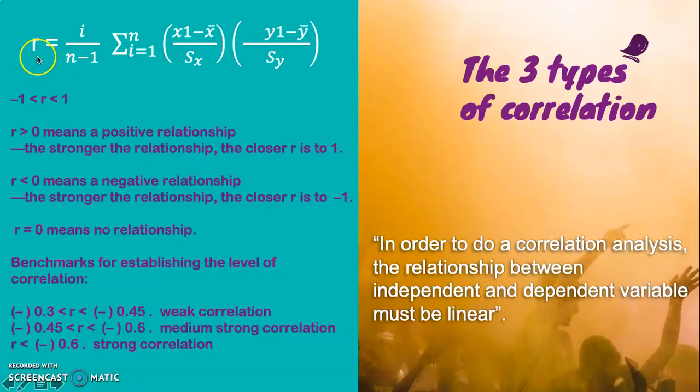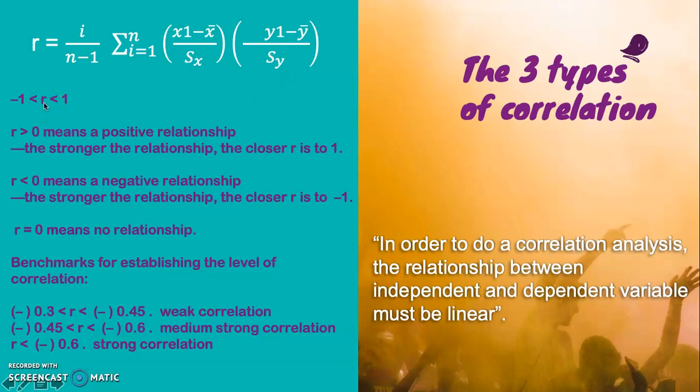This symbol R is the Pearson correlation coefficient, and this is the formula for R. N is the number of samples. X bar is the mean of your X variable. Y bar is the mean of your Y variable. S here and S here stands for standard deviation for X here and for Y here.